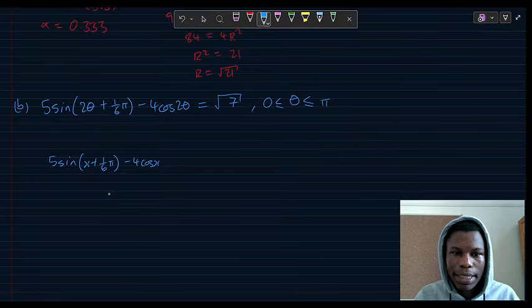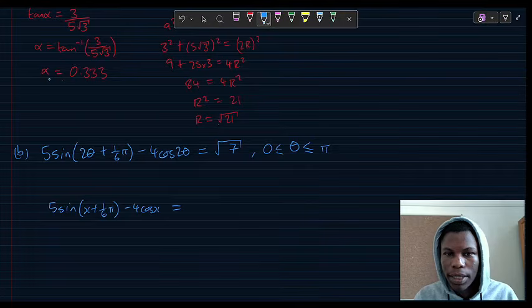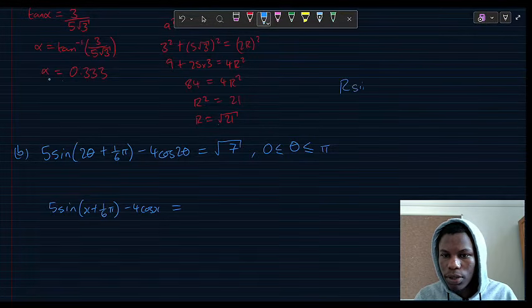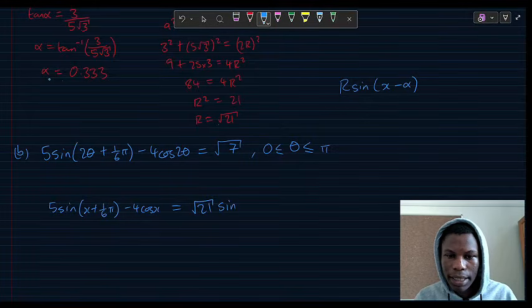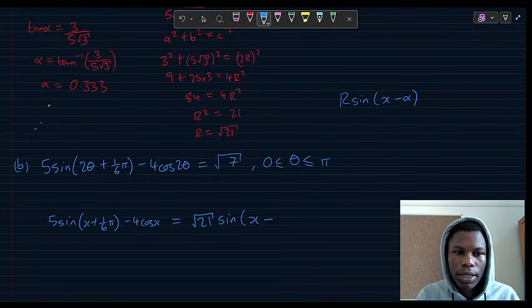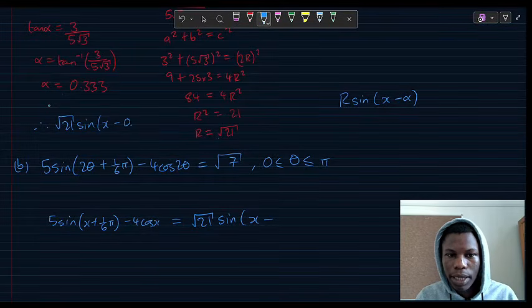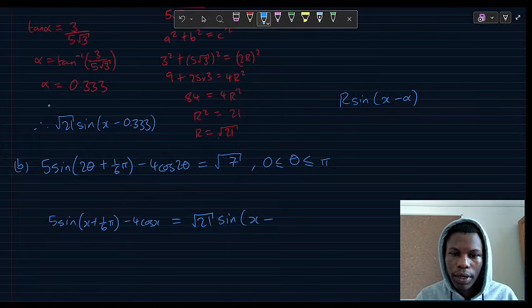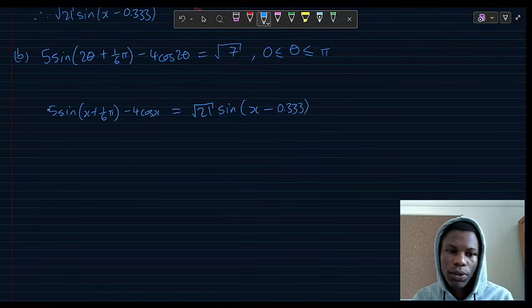And we showed that this equation can be written as, or we evaluated r and alpha. And remember, our task was to write this as r sine(x minus alpha), which would mean that this is root 21 sine(x minus 0.333 radians). I probably should have concluded that at the end. So this is what we proved in part A of the question.